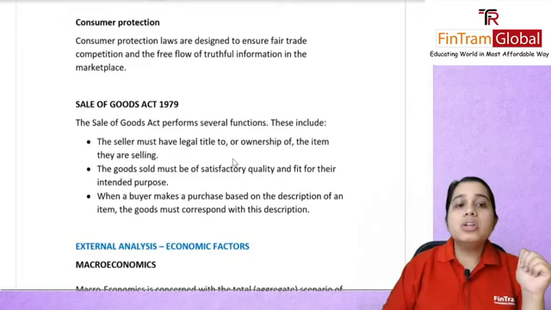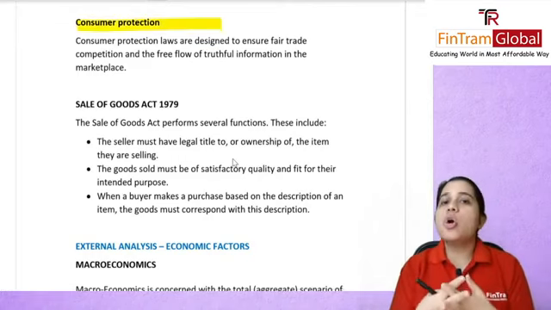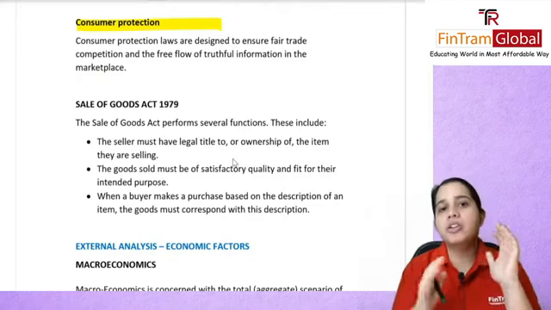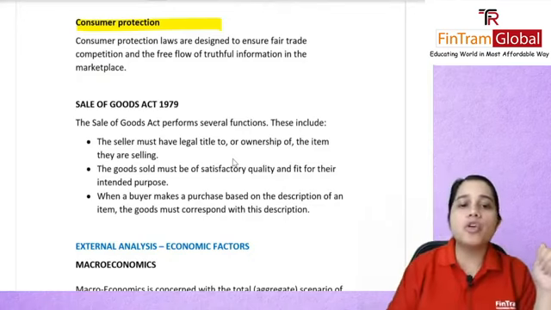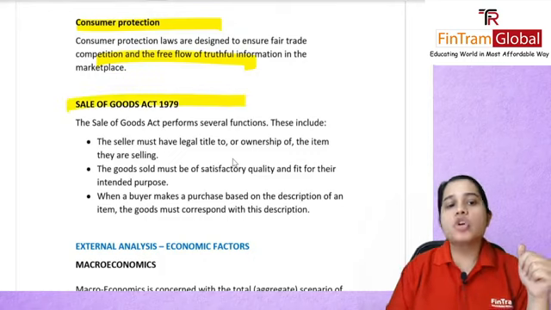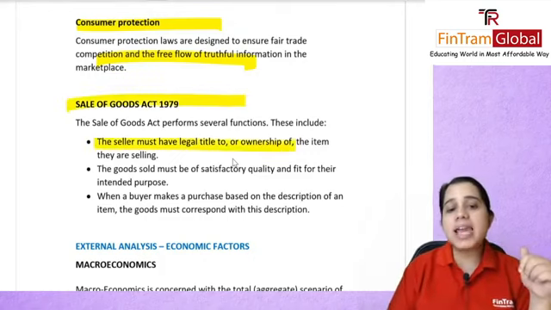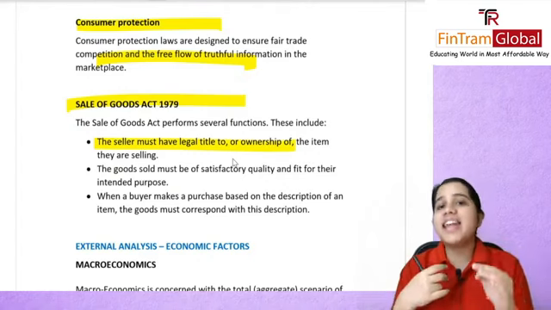Next, we'll talk about consumer protection. These laws were designed in order to ensure that there is fair trade going on, good competition, and free flow of truthful information. So your Sale of Goods Act basically says that the seller must have a legal title or ownership of that item that they are selling.